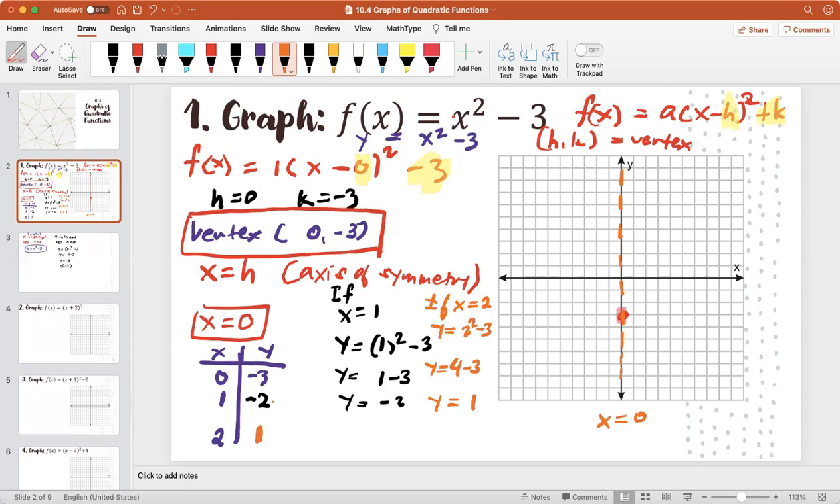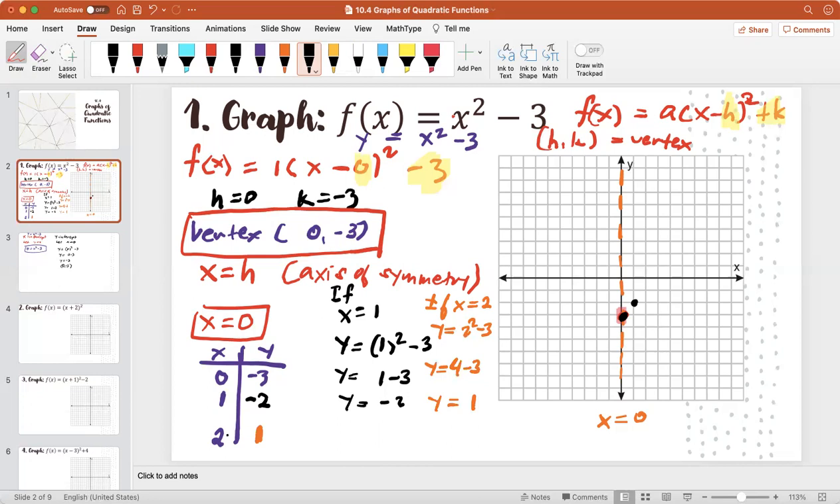Can we plot 1, negative 2 now? Well, let's plot 1, negative 2. Where is 1, negative 2? It's somewhere here. So 1, 1, 2. So we have this point, 1, negative 2.